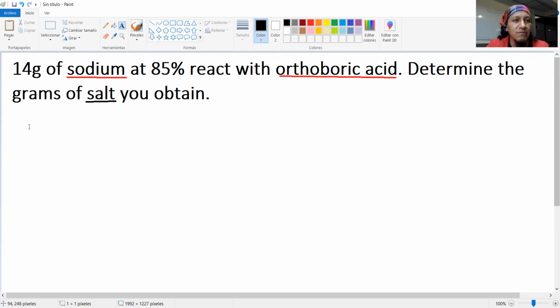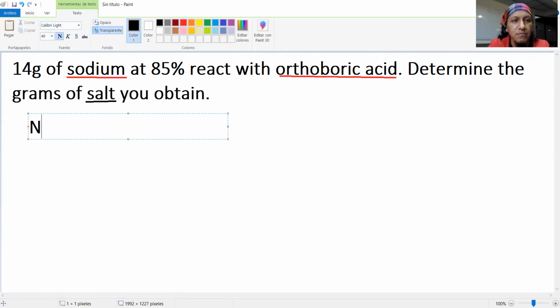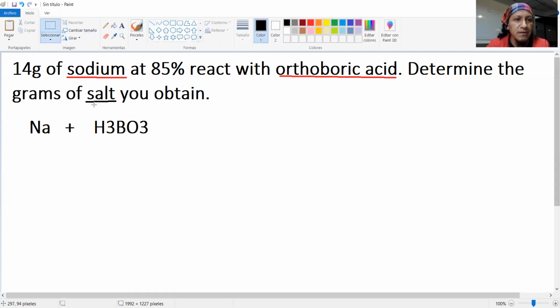So if you write that, we're going to see that there's some sodium reacting with some orthoboric acid. If you don't know what orthoboric acid is, I advise you to ask your teacher or go online to see what the formula is. If you go online, you're going to find out orthoboric acid is H3BO3. So yes, you have to ask that of your teacher definitely.